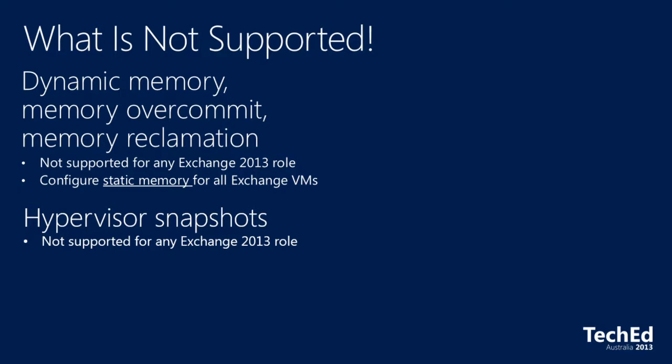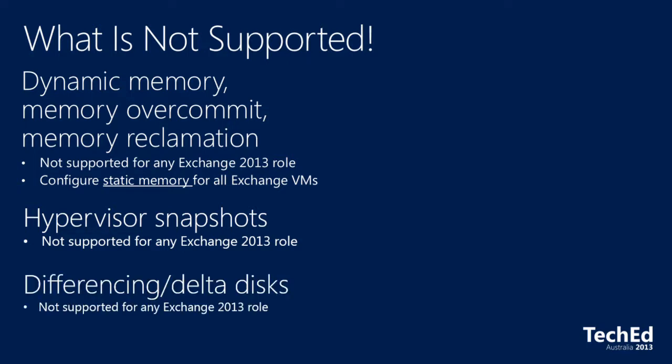Snapshots. We all love to do snapshots. I certainly use them a lot in my labs. Again, snapshots is about saving in time. They're just not supported. Log shipping and distributed replication and things just don't like stopping one machine, snapshotting it in time, then bringing it back later. It's just not a good thing. So just watch out for that and don't do it. Differencing disks and delta disks are snapshotting one way or another, so they're not supported either.